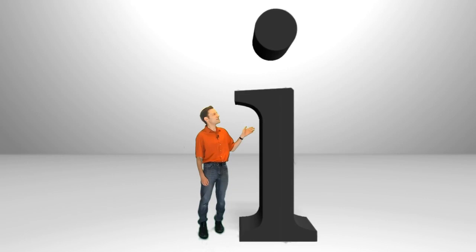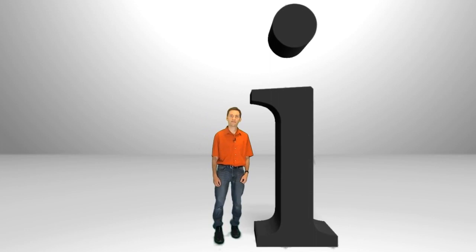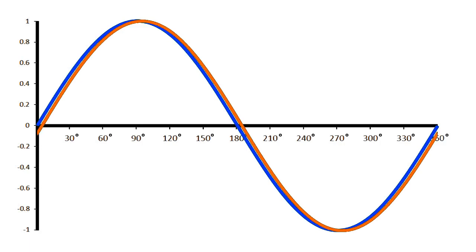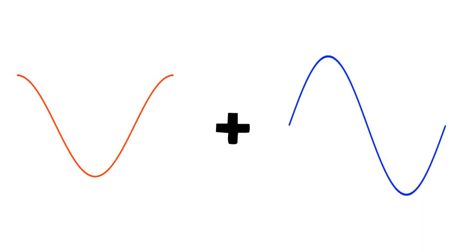How does i keep things separate? And how does this help us? Back in the lecture on phase, we saw how any phase-shifted sine wave can be made by adding together a non-phase-shifted cosine wave and a non-phase-shifted sine wave at the same frequency but different amplitudes.